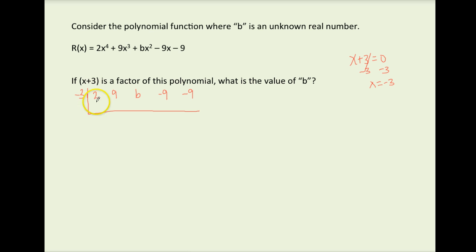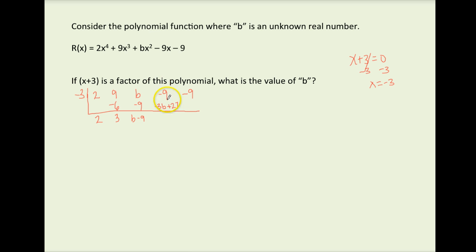Now we do our synthetic division, so we drop the first number straight down and we multiply. -3 times 2 is -6. Then we add: 9 plus -6 is a positive 3. And we multiply. -3 times 3 is -9, and we write that under our next number. Then we add b plus -9. Those are not like terms, so we cannot combine them. All we can do is write them as b minus 9. We multiply -3 times b minus 9. We take the -3 times each part. -3 times b is -3b, and -3 times -9 is a positive 27.